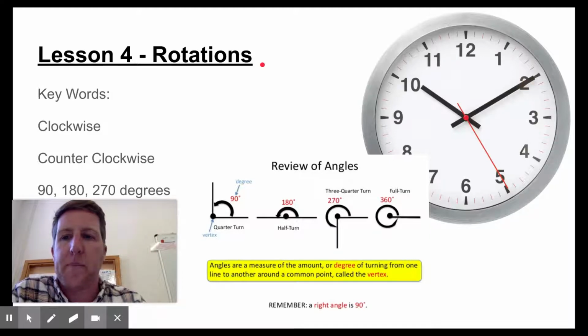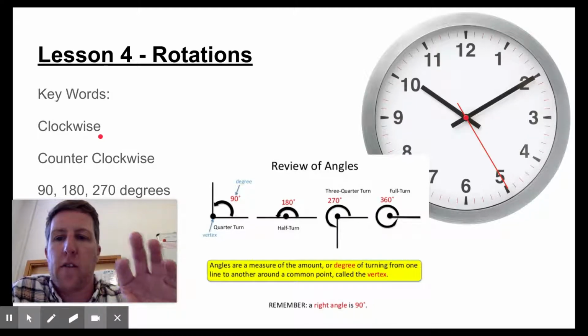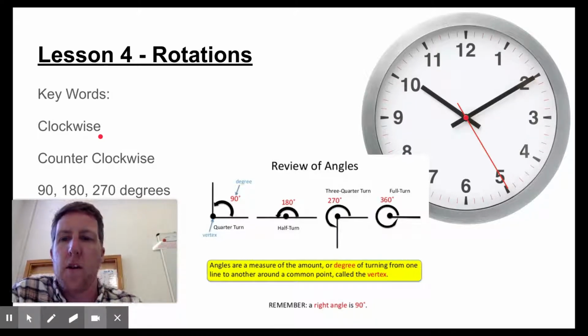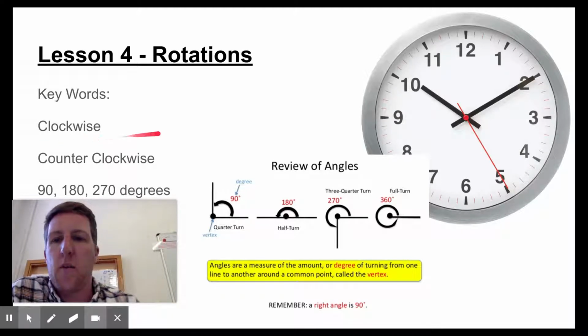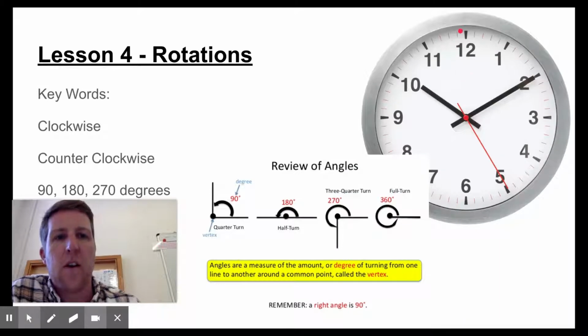Okay, so we need to learn a few keywords first to make sure that the activity that you do makes total sense, because there's some words in there you might not be familiar with. The word clockwise is just telling us that we need to rotate in the direction that a clock goes. So the direction a clock goes is clockwise. If we're rotating like this, we're rotating clockwise.